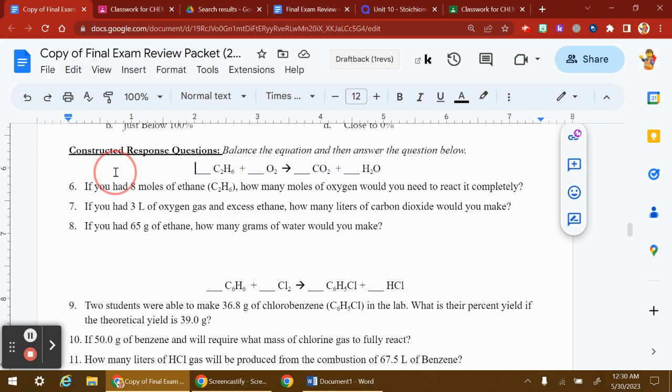In this video, I'm going to work on problems 6, 7, and 8. But the first thing we need to do is balance this equation right here. We need to balance it in order to work on the following questions. And there will be questions like that on the final where you have to balance an equation as the first step in solving a greater problem.